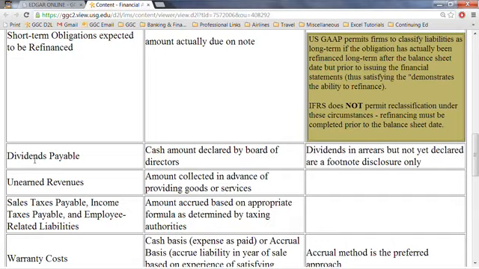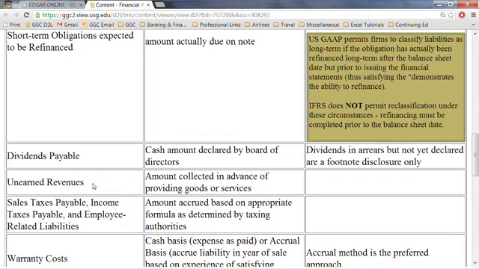The board of directors has stated publicly or declared publicly that we're going to pay dividends. That creates an obligation on behalf of the organization, and so we need to recognize that obligation on the balance sheet. And that would probably come in the form of a debit to retained earnings and a credit to dividends payable. The dividends payable would show up as a part of current liabilities.